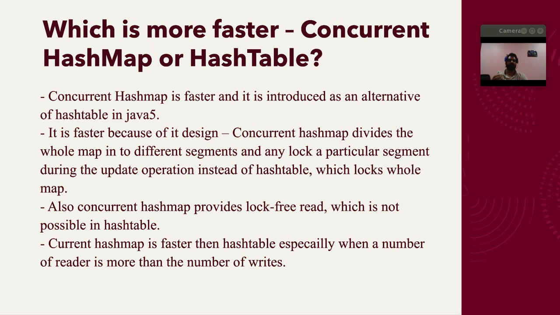Let's say a ConcurrentHashMap has 16 segments or 16 buckets, then there will be 16 locks, one for every segment. So the lock will not be on the whole object, like in a Hashtable. In Hashtable, the lock is on the particular Hashtable object, but in ConcurrentHashMap, the lock is on the particular segment or bucket. It means that we can do update operations concurrently in a ConcurrentHashMap.